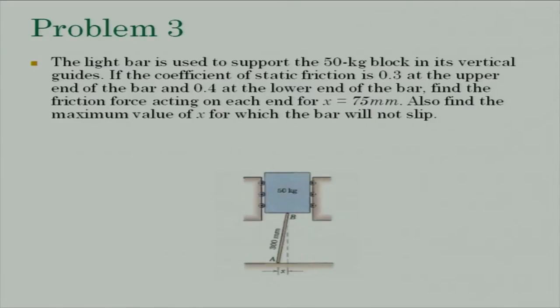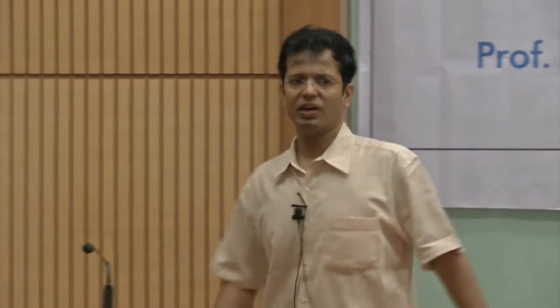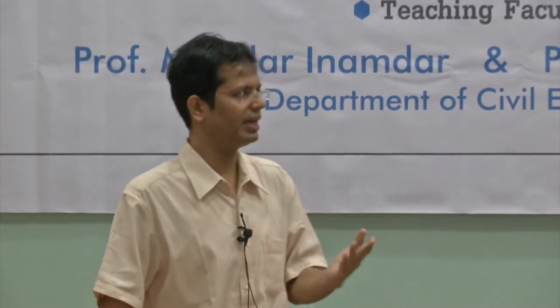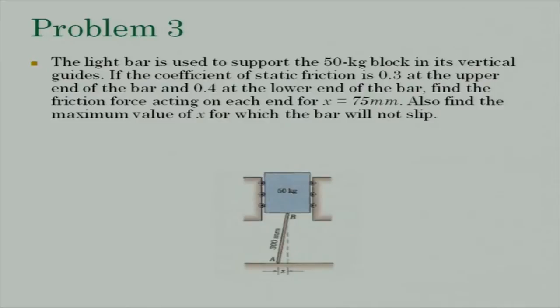Can we move on to the next class of problems? This is a very simple problem, and it is here for a reason. In many friction problems, you may be asked what the maximum inclination should be, or the maximum value of x, as in this problem. Here we have a vertical mass which is guided by rollers in a slot. We want to keep this mass in equilibrium by putting a stick AB such that there is friction between B and the surface, and likewise between A and the surface. The coefficient of static friction is 0.3 at the upper end of the bar and 0.4 at the lower end of the bar.